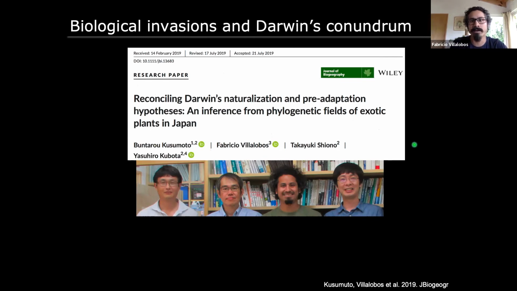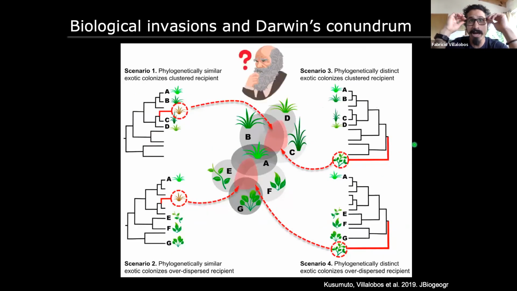And we came up with this theoretical scenario that we have four extreme scenarios. We have one scenario where phylogenetically similar exotics colonize phylogenetically similar natives, a clustered recipient, right? Or we can have a phylogenetically similar exotic colonizing an overdispersed native community, or we can have a phylogenetically distinct exotic colonizing a clustered recipient of closely related natives, or we can have both a phylogenetically distinct exotic and a phylogenetically distinct recipient community.